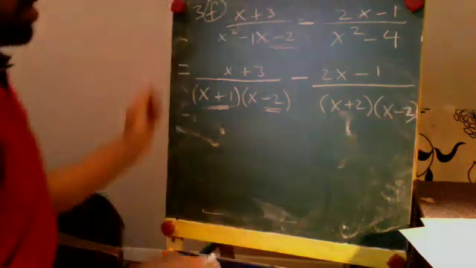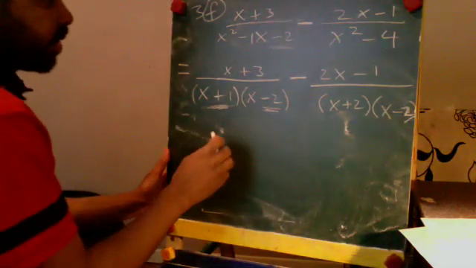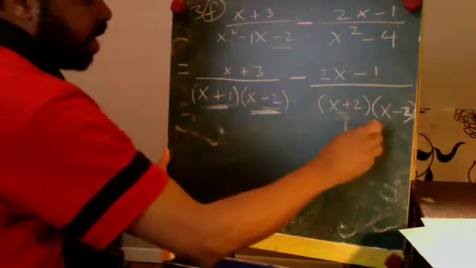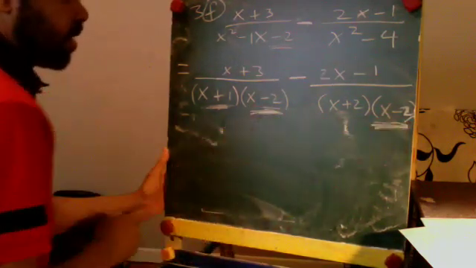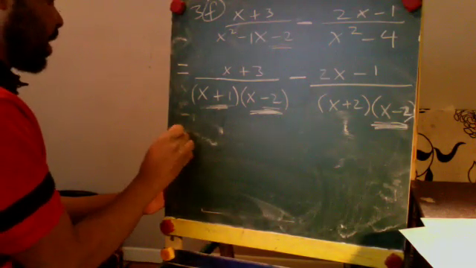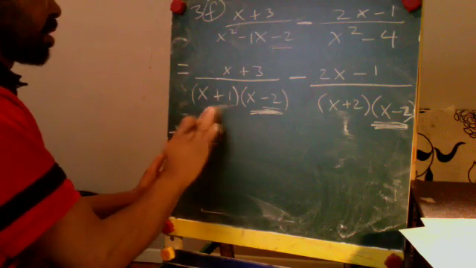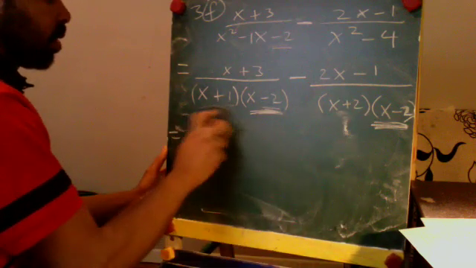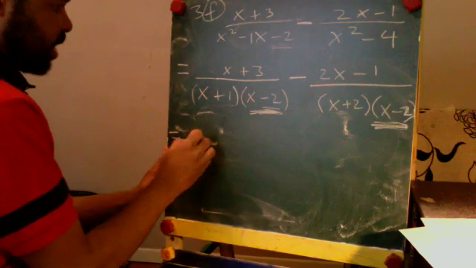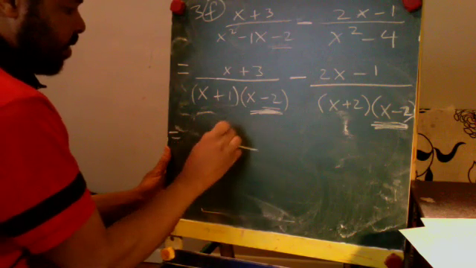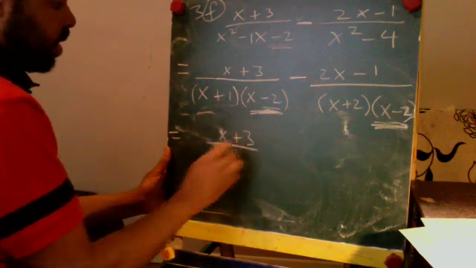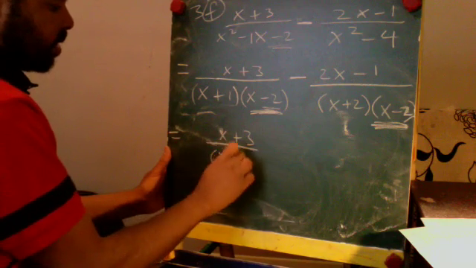All right, so I'm going to look at what's missing. What do we have in common? We have the x minus 2 in common, so we don't have to worry about that. What we don't have in common is the x plus 1 and the x plus 2. So we're going to do a little exchange here. I have an x plus 3 and an x plus 1.